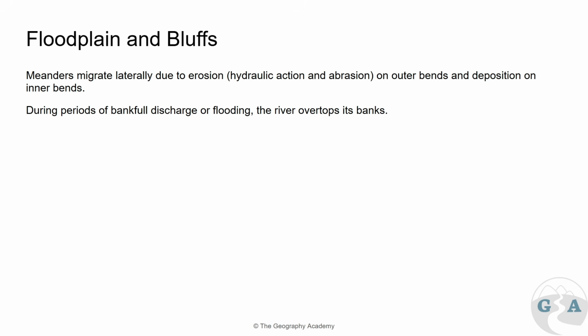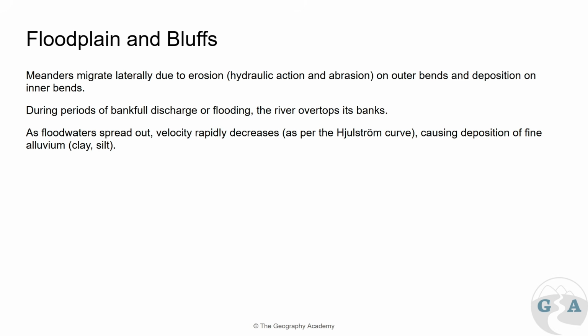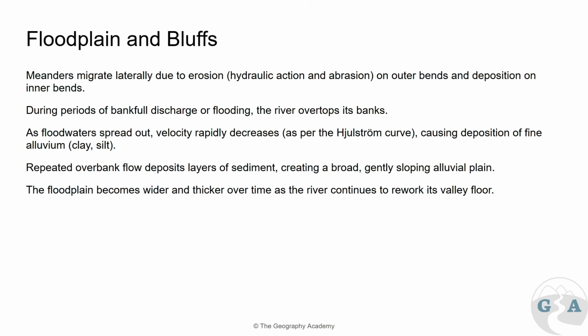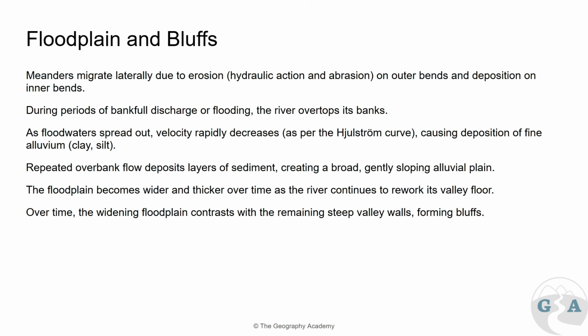During periods of bankfull discharge or flooding, the river overtops its banks. As floodwater spreads out, velocity rapidly decreases, as per the Hjulström curve, again mentioning the theory, causing deposition of fine sediment or fine alluvium, clay, and silt. Repeated overbank flow deposits layers of sediment, creating a broad, gently sloping alluvial plain. The floodplain becomes wider and thicker over time as the river continues to rework the valley floor.